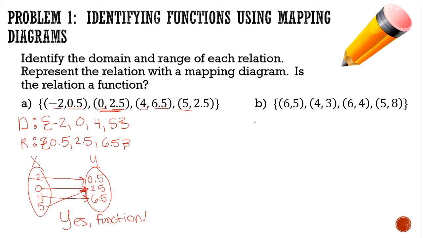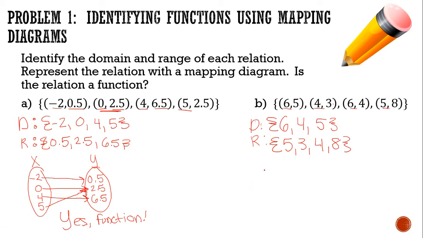Let's look at this part. We want to say D equals, so I'm going to find my domain and range, just like I did over here. Put a curly brace. My domain is my x values here. So I got 6, 4, oh, another 6, I don't need to write it again, and 5. Now my range: I have a 5, a 3, a 4, and an 8.